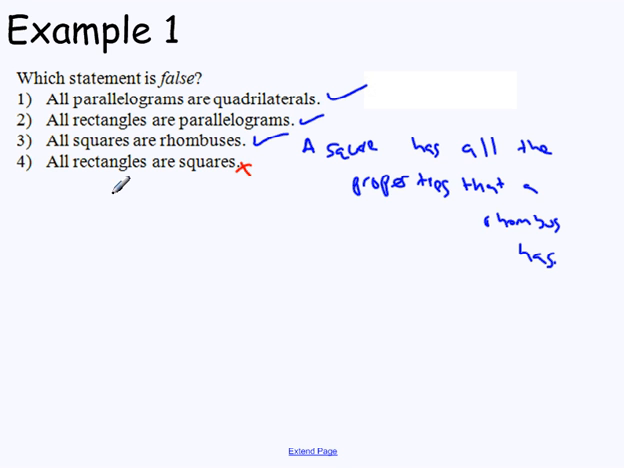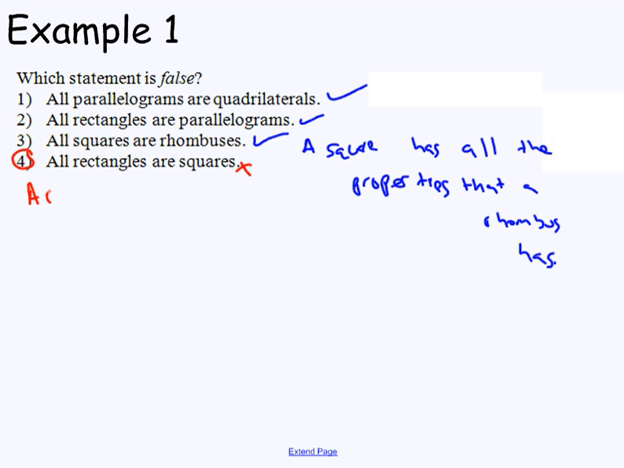Right? So a rectangle can't be a square because in a rectangle the diagonals do not bisect the angles, or the diagonals are not perpendicular, and so on and so forth. A rectangle does not have all the properties of a square. That's the reason why choice 4 is false. So the answer to example 1 is choice 4.